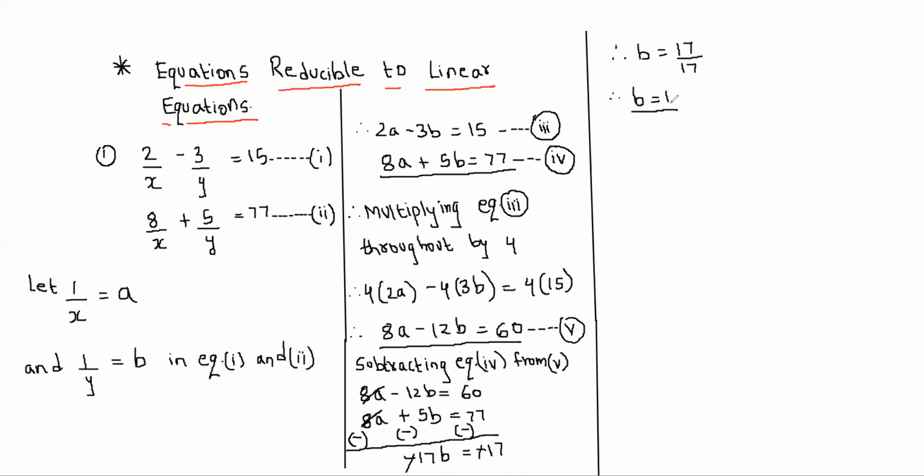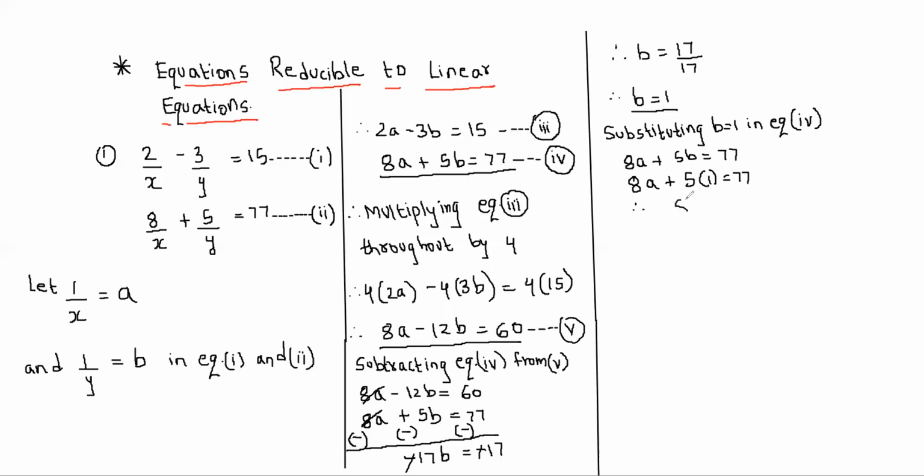Now, once we get the value of b, students, the next step is to get the value of a. So we may substitute b equals 1 in any equation which has both a and b. Here we are substituting in the fourth equation. So substituting b equals 1 in equation 4. We'll copy equation 4 as it is, that is 8a plus 5b is equal to 77. So 8a plus 5 into 1 equal to 77.